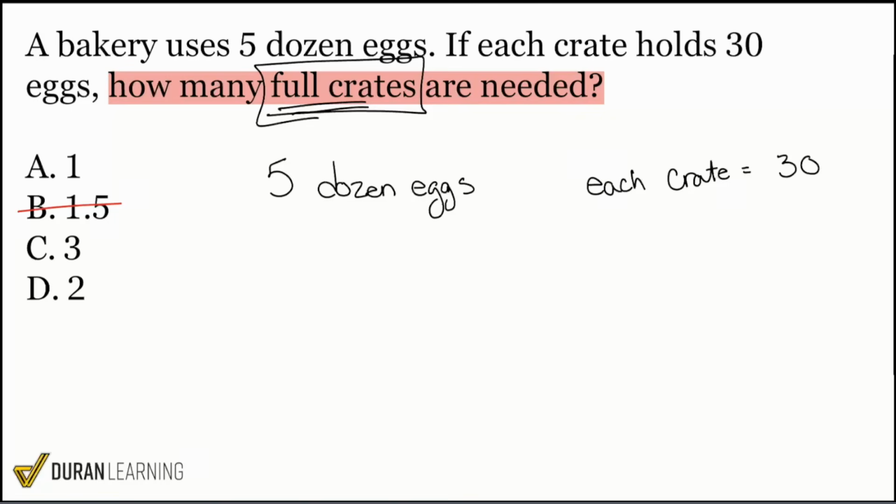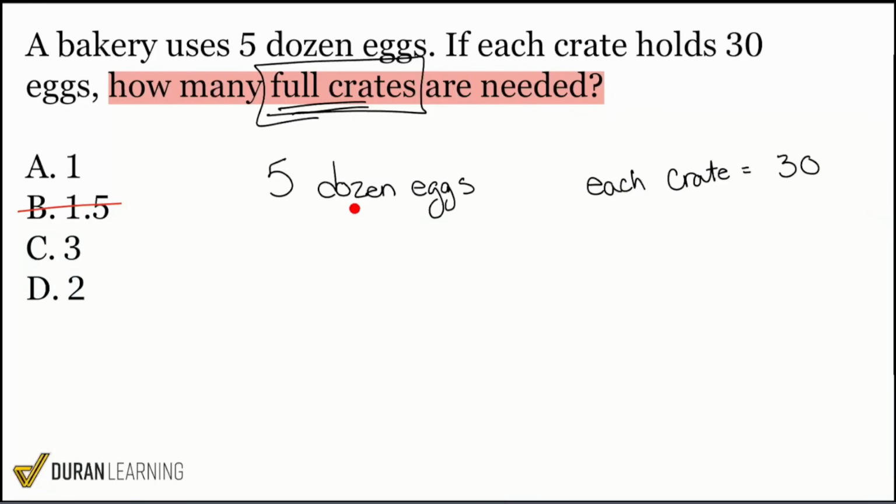Everybody, when we are trying to see how many full crates are needed, what operation are we doing? When we have the total eggs and the 30, what operation are we going to do? Yeah, we're going to divide here because we're trying to see how many groups of 30 eggs we can make, because every crate is 30 eggs. So we want to know how many groups of 30 we can make out of 5 dozen. The only problem is we don't have the actual number of eggs.